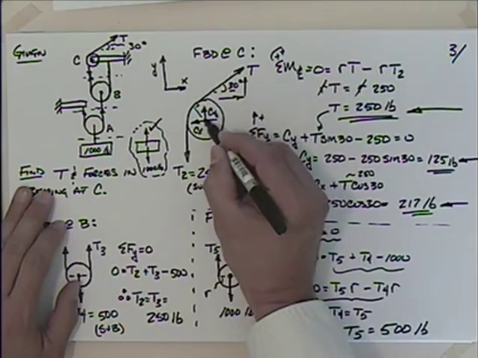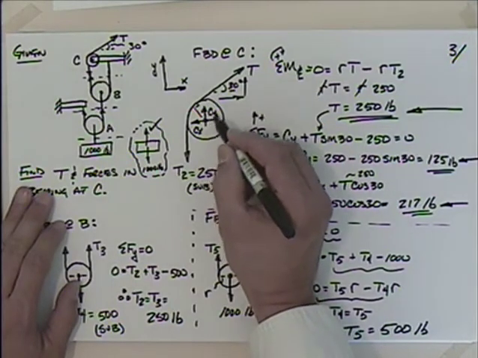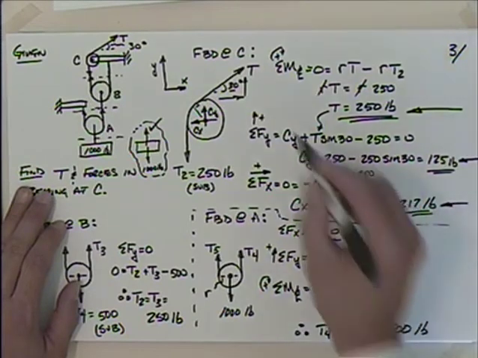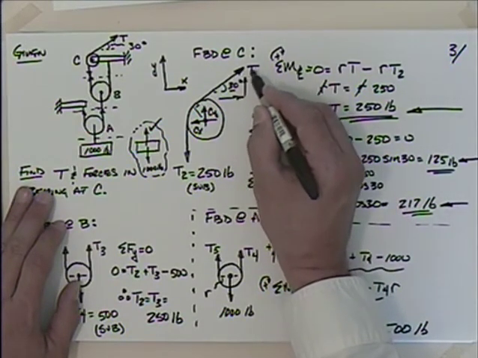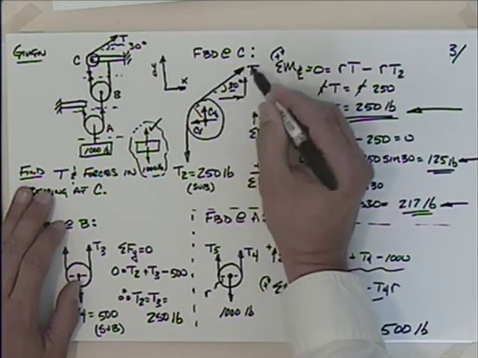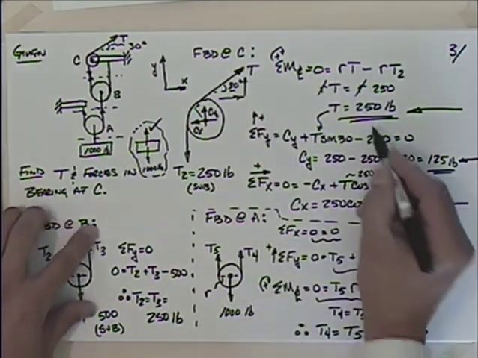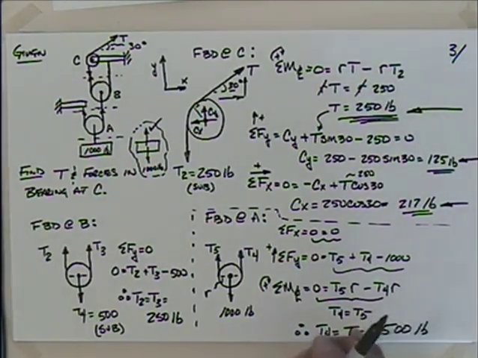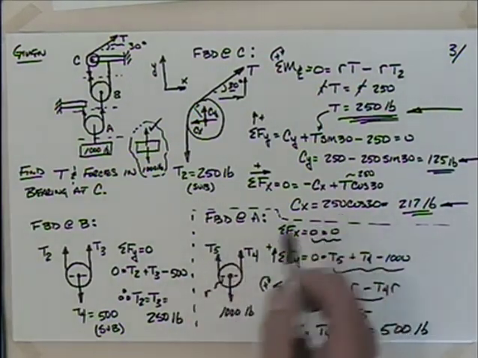If I was to design the pin here or the bearing that might be in there, these two numbers could be very important. If I was trying to figure out how to design the cable or something, or the hoisting mechanism to pull this in, the value for T would be very important. A couple of things to note as I look at finishing up this problem.